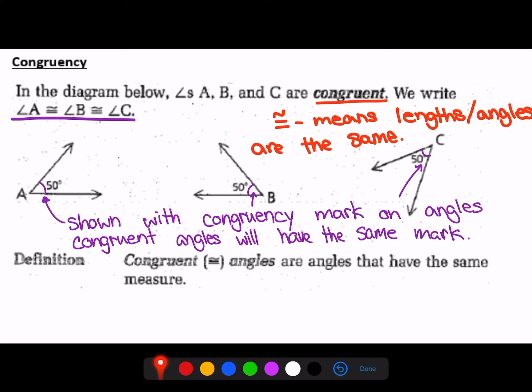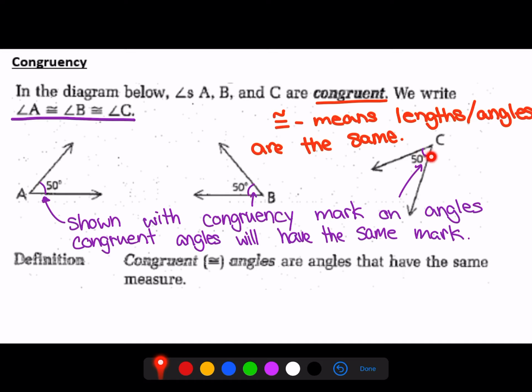In the diagram below, angles A, B, and C are congruent. We write angle A is congruent to angle B, which is congruent to angle C. Now, congruency just means that they're the same exact length or the same exact degrees. So as we look at this, each of these angles is 50 degrees. And that's why I can say it's congruent. Now, they also have this little purple mark on each of them. What we call those are congruency marks, or tick marks.